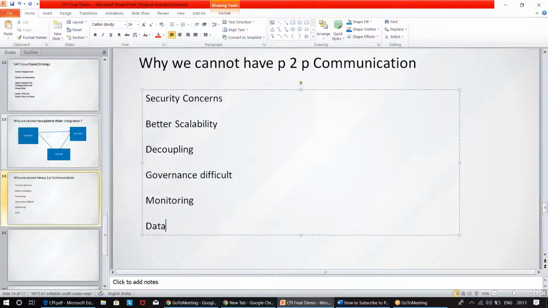Okay, so right now there is one more point, which is data manipulation. Makes sense?